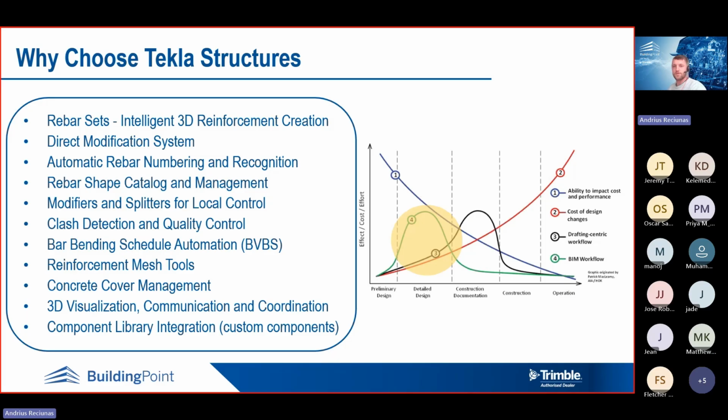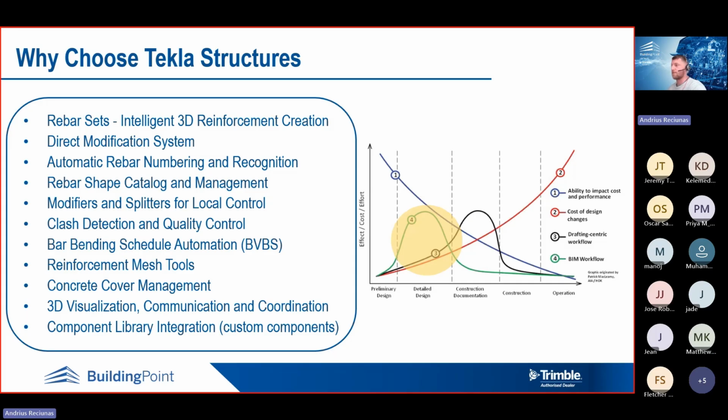Automatic rebar numbering, so you don't need to put in your numbers. It automatically does it for you, and if it's a different rebar, it numbers it differently. Rebar shape catalog and management, so you can specify your own rebar shapes and have your rebar codes specific for your company needs. Modifiers and splitters. If you have, let's say, a mesh or a few rebars on a beam, you can specify where to split it, how much the overlap needs to be, and whether it needs to be a cranked one or not. You can do that in there.